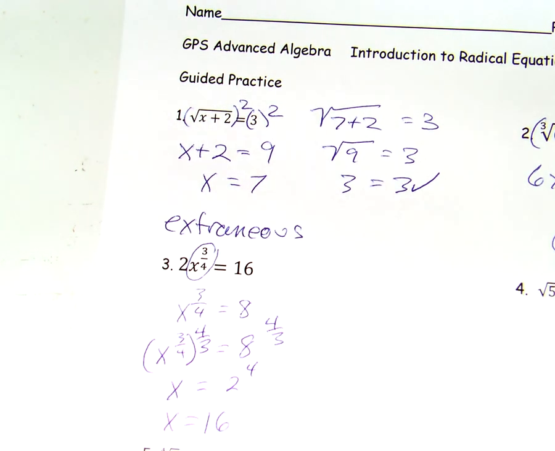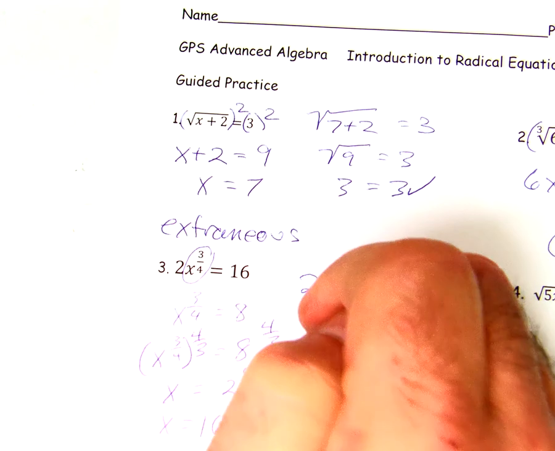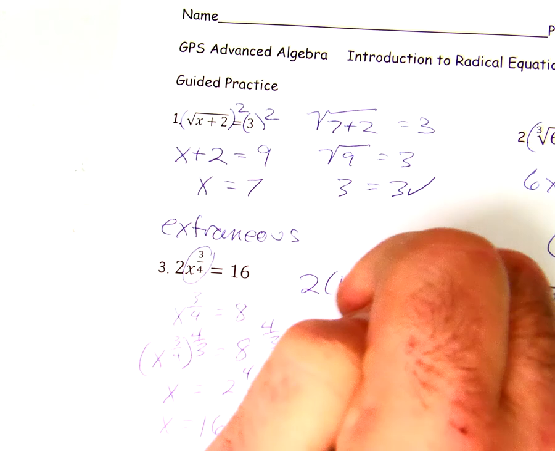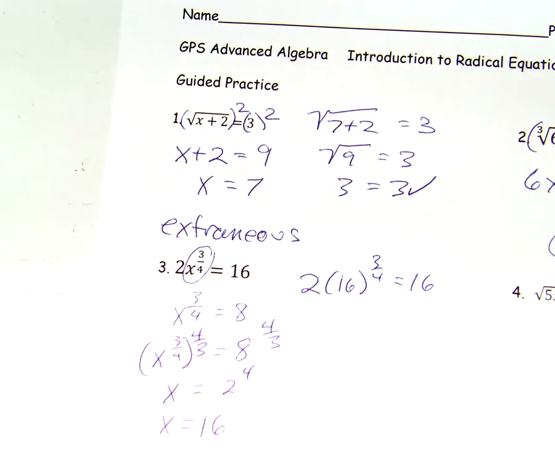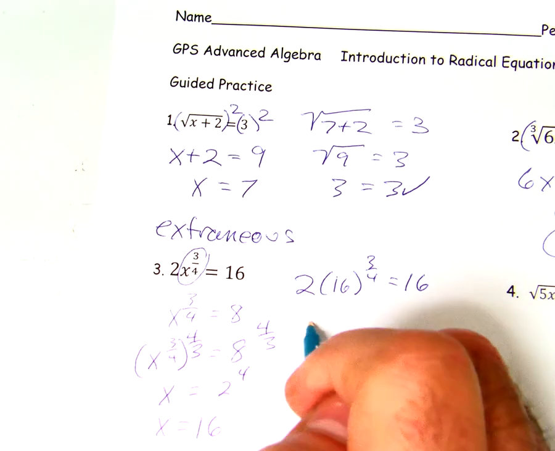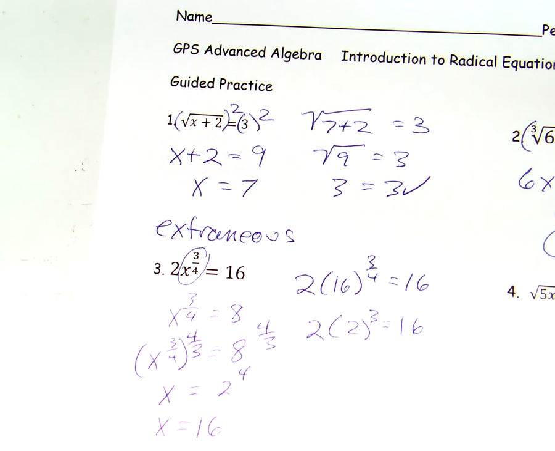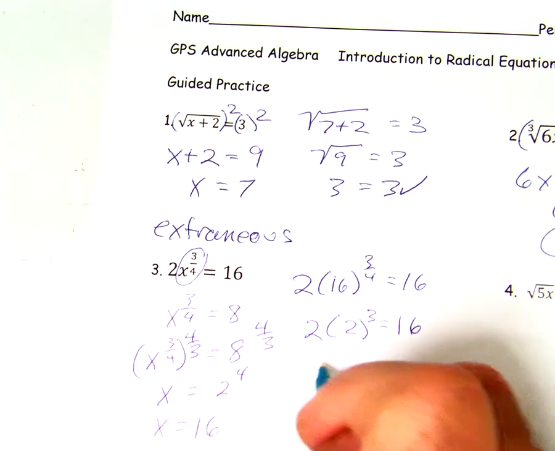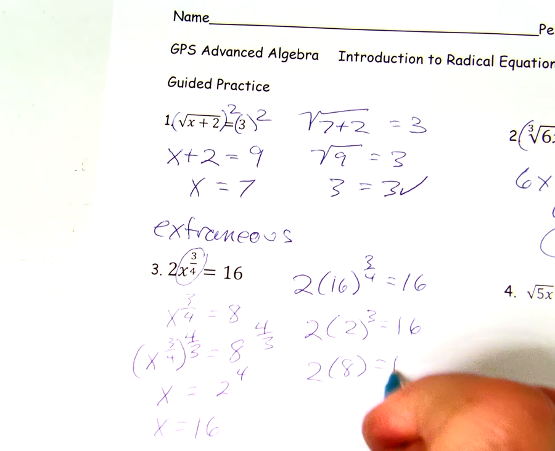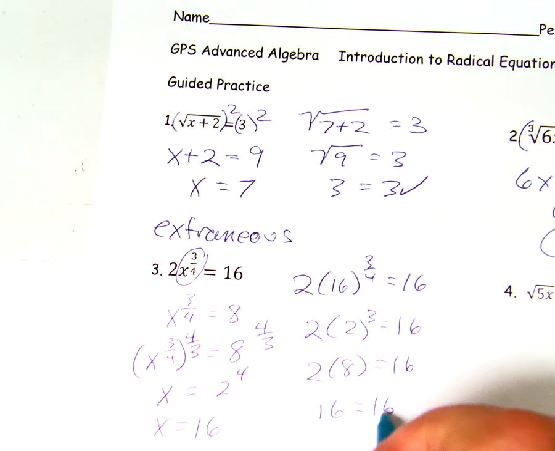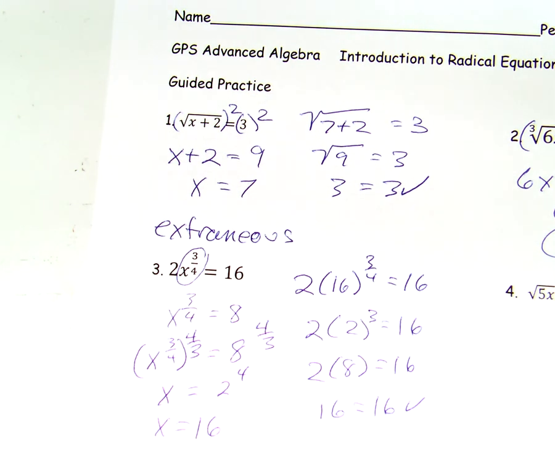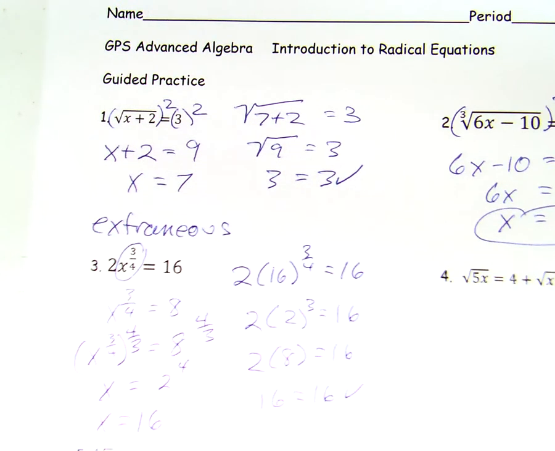Now we just have to plug it into the original equation. Once again, take the 4th root of 16 first, and then cube 2, and we have 8 equals 8. It checks, and x does equal 16.